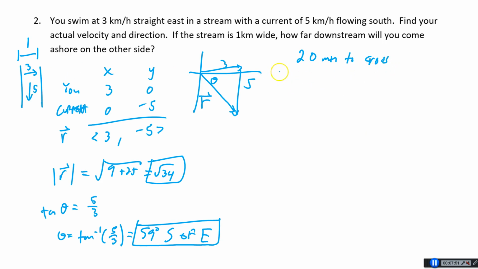But I think the better way to do this is to say, well, you've got 1 kilometer to go, and you can swim 3 kilometers in 1 hour. So that's what gives you the 1/3 of an hour, right? Because the kilometers cancel. So that tells you it takes 1/3 of an hour to be able to cross the stream. And then we know that the current is moving at 5 kilometers per hour. So then the hours cancel, and you end up going 5/3 of a kilometer.